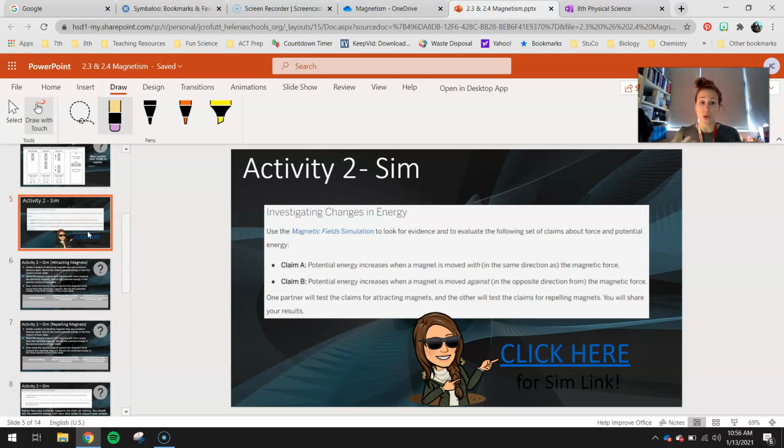Okay? Opposite is true for repelling magnets. Naturally, repelling magnets want to move apart from each other. So if we take a magnet and move it further away, we're moving it with the magnetic force. And if we take a magnet and we try to move it closer, we're moving it against the magnetic force.